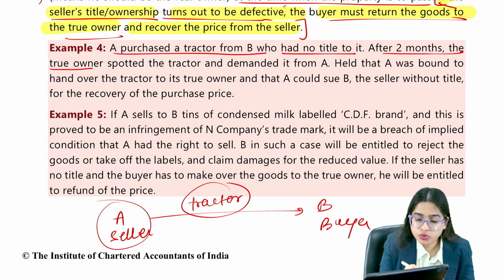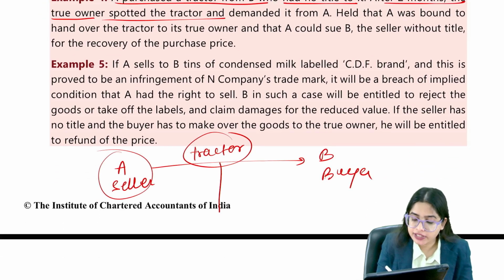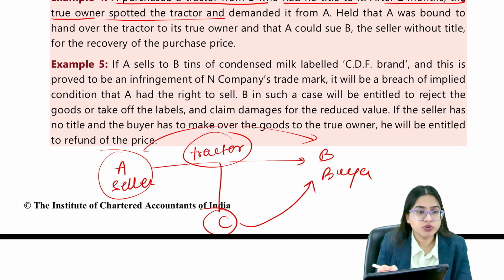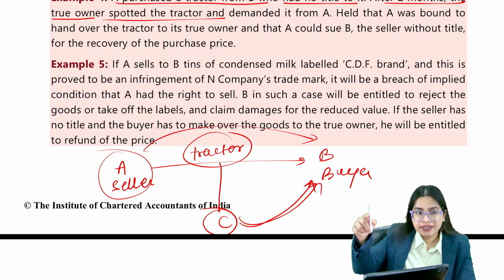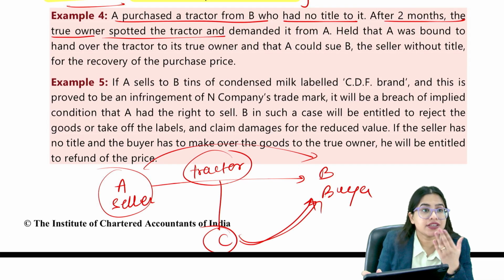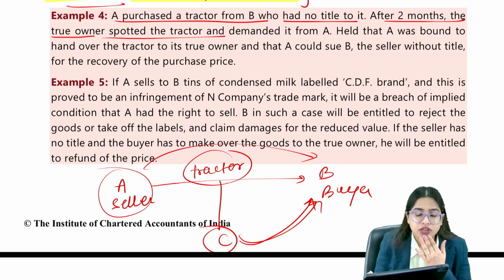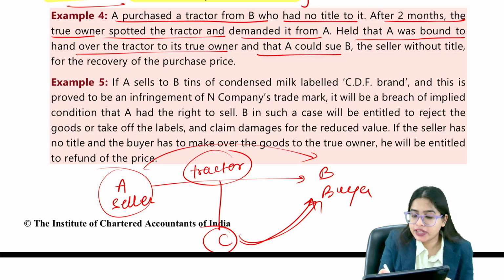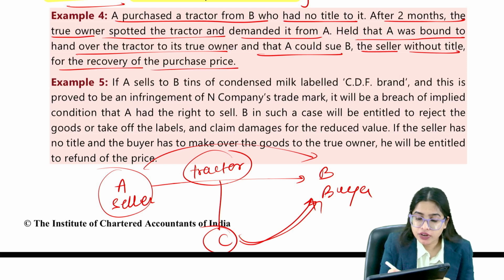After 2 months, the true owner spotted the tractor. Let's say this tractor belongs to C. A sold this tractor to B. Sometime after 2 months, he found that tractor and identified it: this tractor is mine. He said that this tractor belongs to me. Now he demanded it from A, held that A was bound to hand over the tractor to its true owner, and A could sue B, the seller, without title for the recovery of the purchase price.